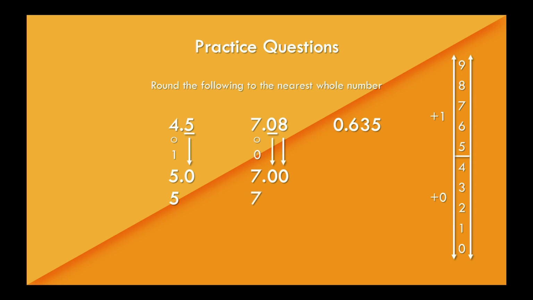Now for 0.635, our ones place is empty, but on the right we have 6. The 6 tells us we have to round up, so 6 and all the digits on the right side become 0, and 0 gets a plus 1, which makes it 1, giving us a final answer of 1.